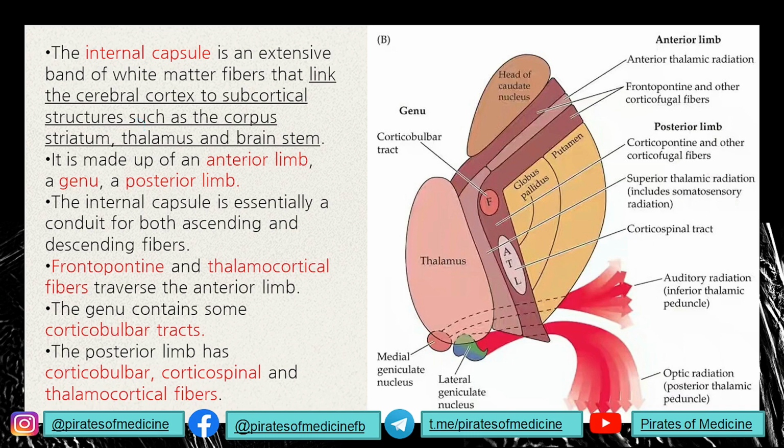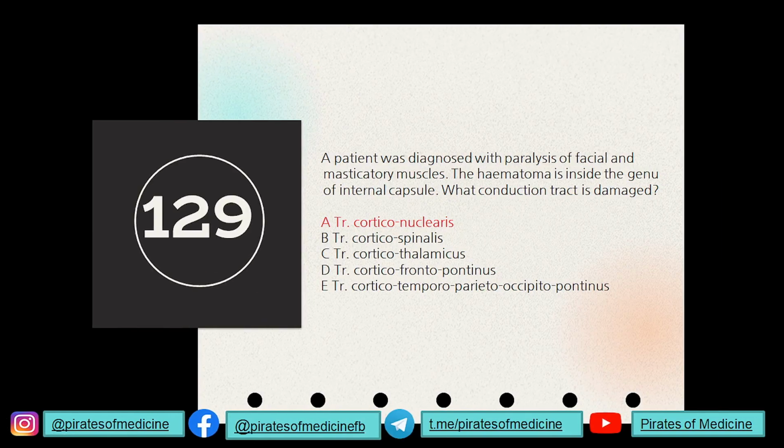So it is basically like a canal through which various tracts and nerves go through. Correct. So the nerves go through either the anterior limb or the genu, which is a knee-like thing, and the posterior limb. The tract that goes through the genu of the internal capsule is the corticobulbar or corticonuclear tract, and that corticonuclear tract is responsible for motor function of the head muscles. Correct. So that is why here the hematoma is inside the genu.